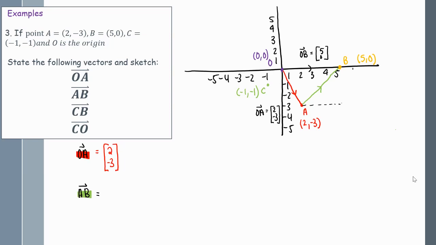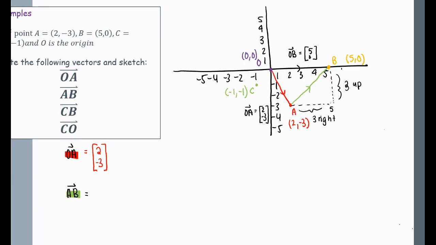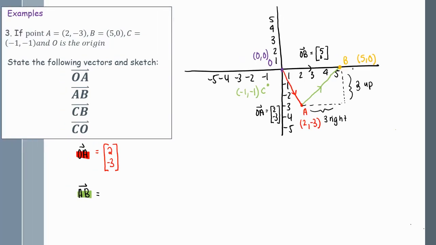So let's start just looking at the change in X and the change in Y. Well, I know to go from X equals 2 to X equals 5, I'll be going across 3 units to the right. If I go from y equals -3 to y equals 0, that is 3 units up. Simply (3, 3).